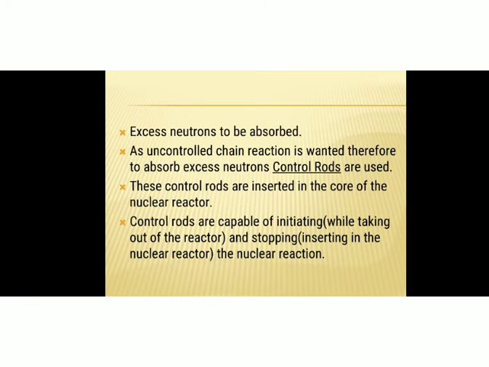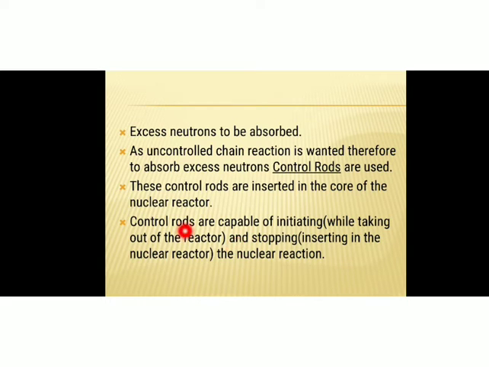So what happens? Excess neutrons need to be absorbed. For that, we use another agency, which is known as control rods. As an uncontrolled chain reaction is not wanted, control rods are used to absorb excess neutrons. These control rods are inserted in the core of the nuclear reactor, and control rods are capable of initiating and stopping the nuclear reaction.